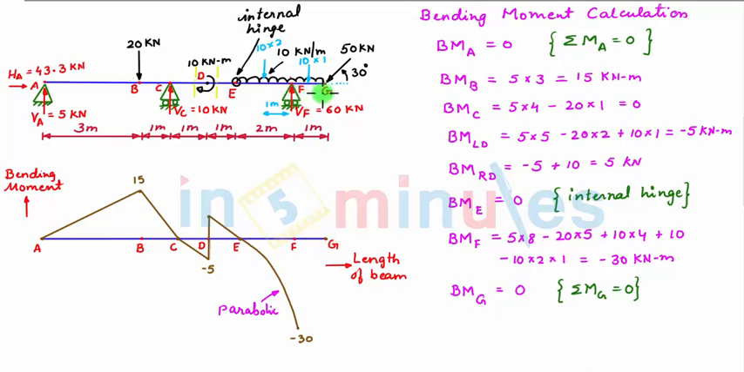Now again between F and G, there is a uniformly distributed load. So variation of bending moment between point F and G will be again parabolic. So with this, the bending moment diagram is complete.